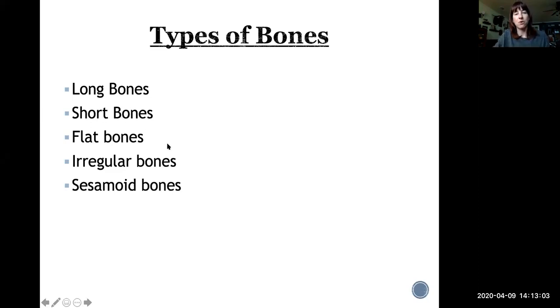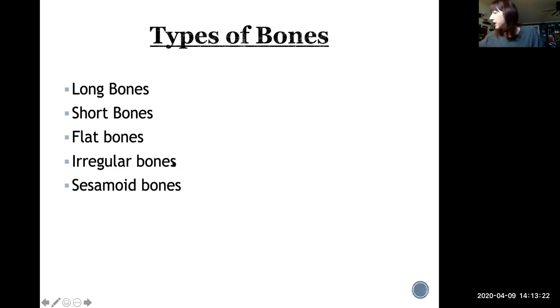Flat bones are of course flat. A lot of the bones of your skull are considered flat bones. And your scapulae, right, are flat bones, and your sternum and the two sides of your pelvis are, I think, flat bones. They may be irregular bones.